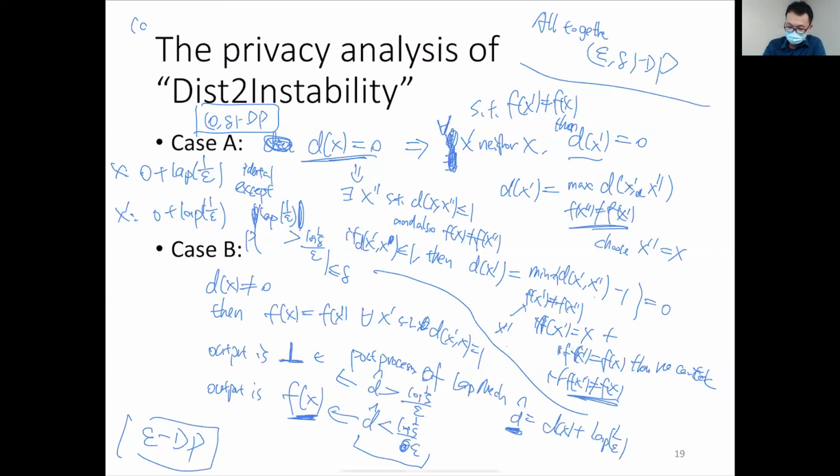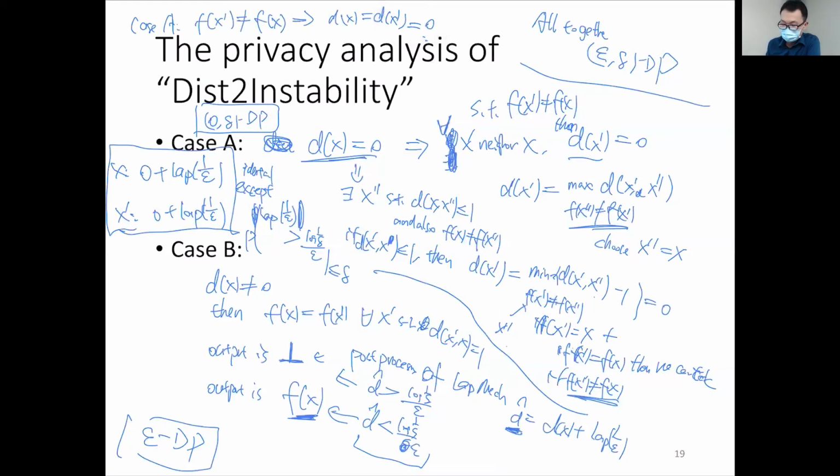So case A should be the case when f(x prime) is different from f(x), and in this case, it implies that d(x) and d(x prime) are both 0. This is by the fact that x and x prime are mutually neighbors, and in their neighborhood there exists something else such that f(x) is different from f(x prime), which automatically gives us this, showing that this is 0-delta DP.